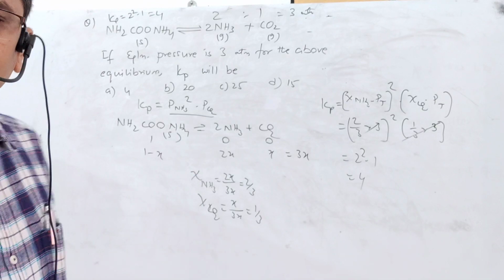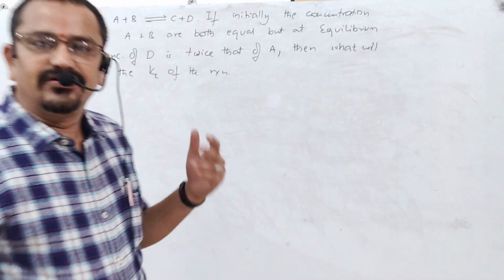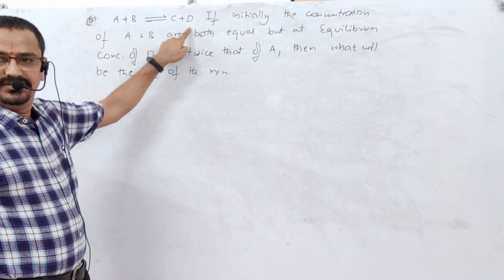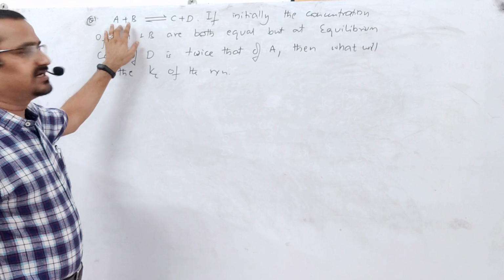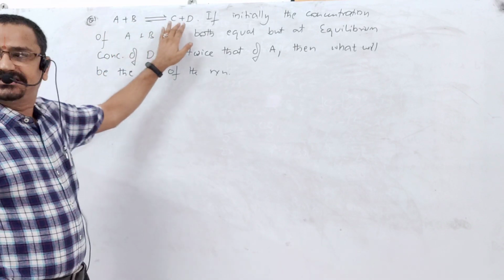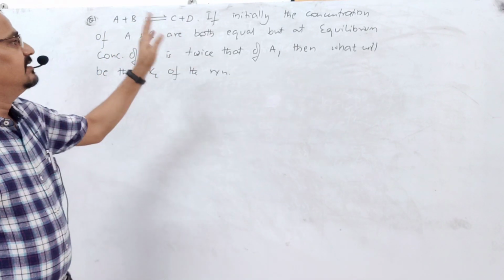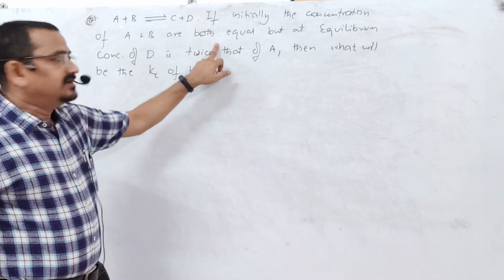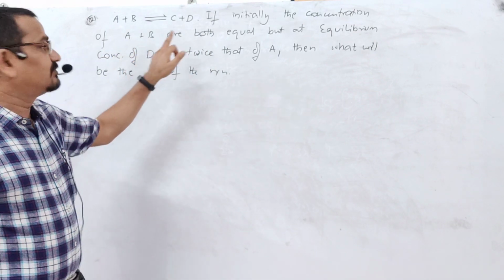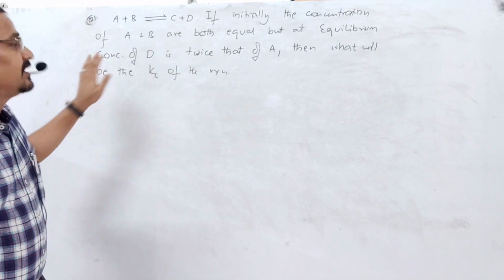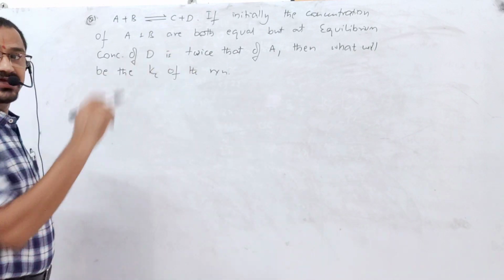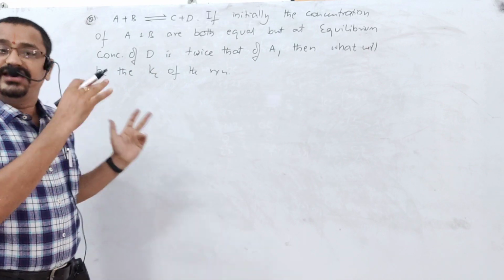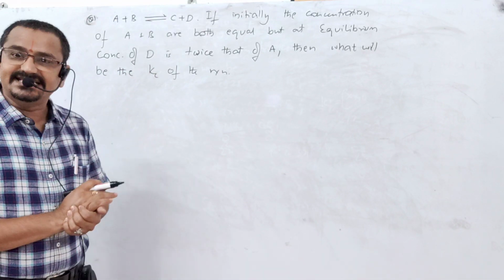Let us see one more question. So this is our next model question. A plus B is at equilibrium with C plus D. There is an equilibrium between reactants capital A and capital B and products capital C and capital D. If initially the concentrations of A and B are both equal, but at equilibrium the concentration of D is twice that of A, meaning the equilibrium concentration of D is twice that of A, then what will be the Kc of the reaction?